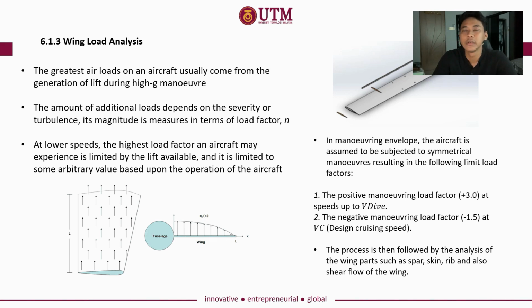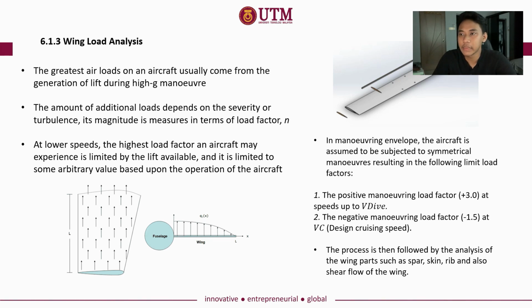Next, the greatest air loads on an aircraft usually come from the generation of lift during high G maneuvers. This is crucial as the aircraft might do a high G maneuver during the flight, and this is where the highest load will be applied on the parts of the wing. The amount of additional load depends on the severity of turbulence. Its magnitude is measured in terms of load factor, which is N. At lower speeds, the highest load factor an aircraft may experience is limited by the lift available, and it is limited to some arbitrary value based upon the operation of the aircraft.